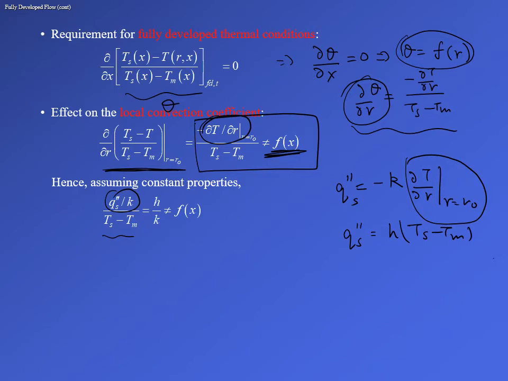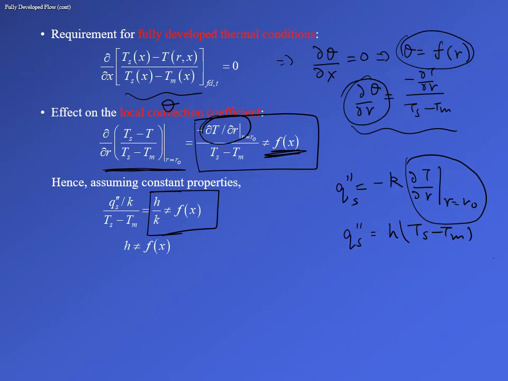So that means we can replace this qs double prime we have here by h times (Ts minus Tm). So Ts minus Tm cancels, and this gives us h by k. And again, this thing is not a function of x at all. So what this tells us is that h by k is not a function of x in this pipe. But we are assuming that k is a constant property, so the thermal conductivity does not change with x. So that means h is not a function of x.